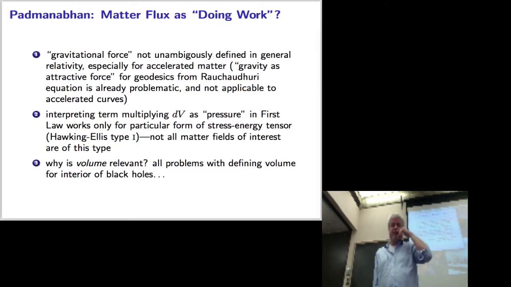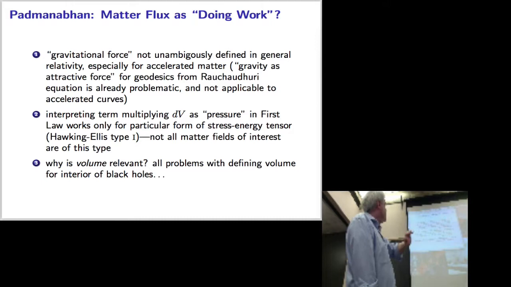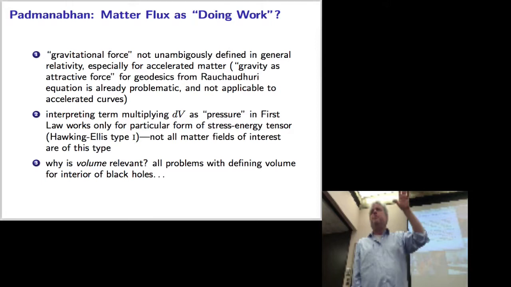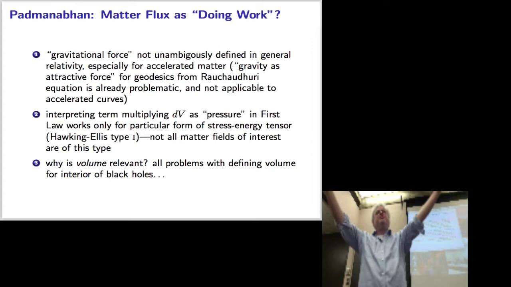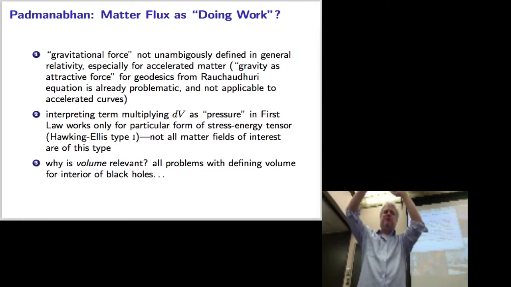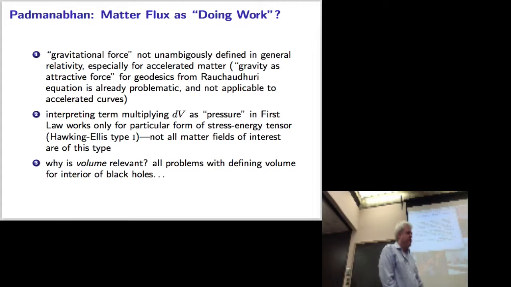I mean, one can try to argue that gravity is an attractive force for geodesics, from the Raychaudhuri equation, but even that's already problematic. Using the Raychaudhuri equation, you can show that the expansion is negative, so geodesics tend to accelerate towards each other, and you say gravity is an attractive force. Well, just because if you have a geodesic congruence and the expansion is negative, that doesn't actually mean that all the geodesics in the congruence are actually accelerating towards each other. The expansion can still be in toto negative, while there are non-trivial patches where the geodesics are actually accelerating away from each other. And you can't even apply the Raychaudhuri equation to accelerated curves, so you can't even use that argument.